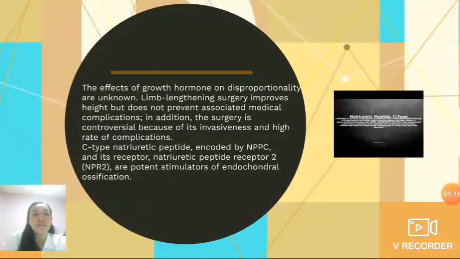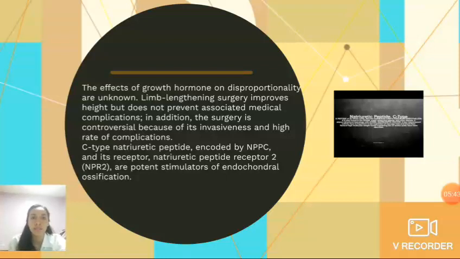The effects of growth hormone on disproportionality are unknown. Limb lengthening surgery improves height but doesn't prevent associated medical complications. In addition, the surgery is controversial because of its invasiveness and high rate of complications.